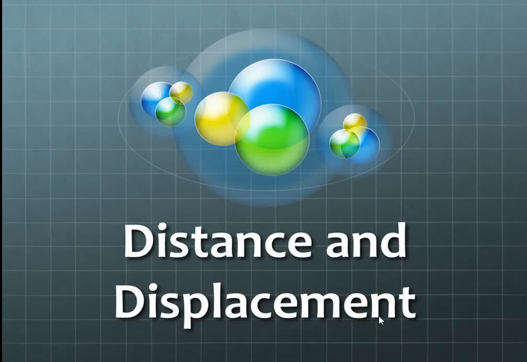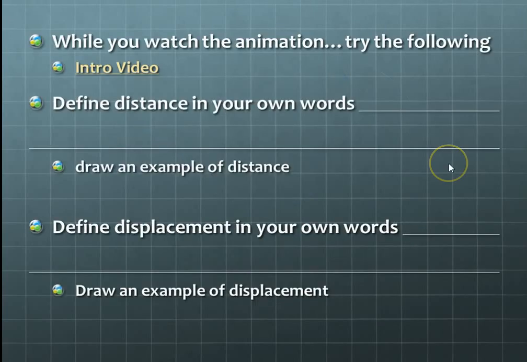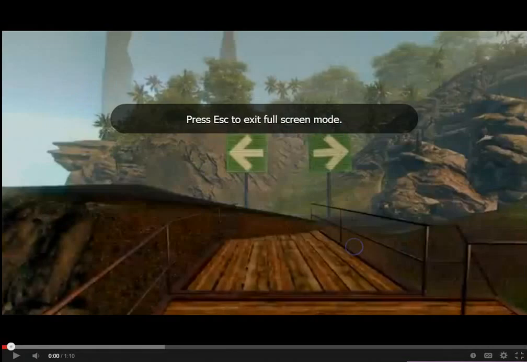Okay, so since we reviewed our conversions and we reviewed graphing, we're going to start talking about our chapter on motion. And we're going to start that by talking about distance versus displacement. So I'm going to show you a small video. It's about 1 minute, and while you watch it, I want you to try to write your own definition of distance and write your own definition of displacement in your own words, and also draw an example of each.